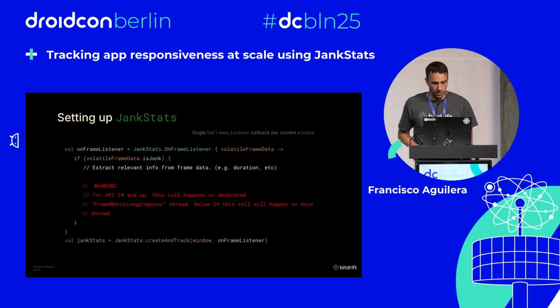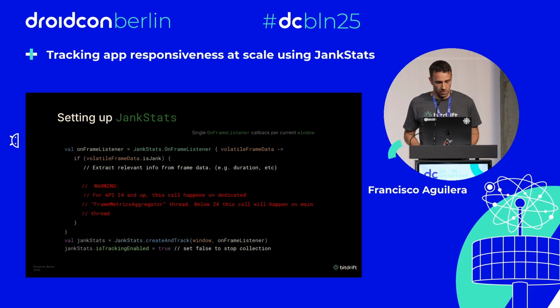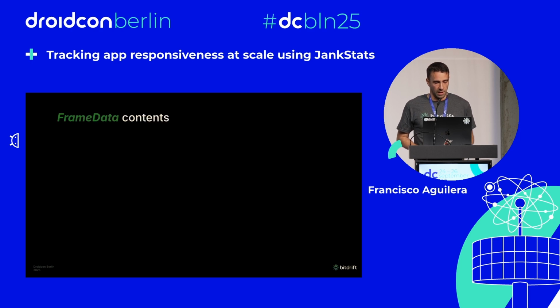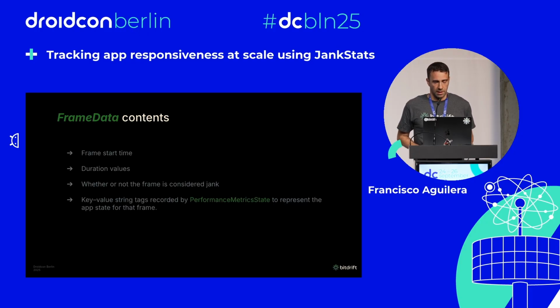Now that we have our own frame listener, we can attach it to our current window. More importantly, we can control it. We can say, okay, let's set the tracking, let's disable the tracking. That's very useful on its own. And what does the FrameData contain? Well, the start time of the frame, the duration values, whether or not the frame is considered jank. This is what we care about the most. And also a set of key-value states recorded by a PerformanceMetricsState holder, where you can attach additional metadata so you can gather where the jank is happening. This is actually very useful.